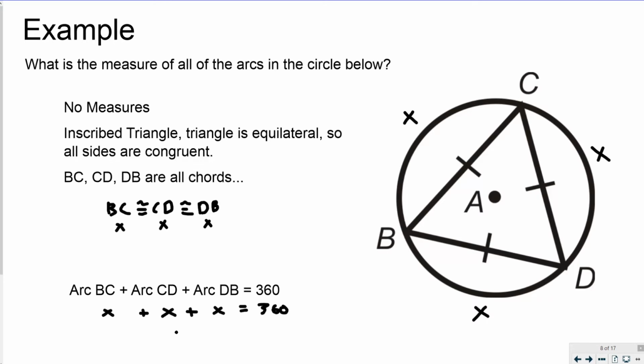So then we will add it together and get 3x equals 360. And if you divide by 3, x equals 120 degrees. So what is the measure of all the arcs in the circle below? 120 degrees.